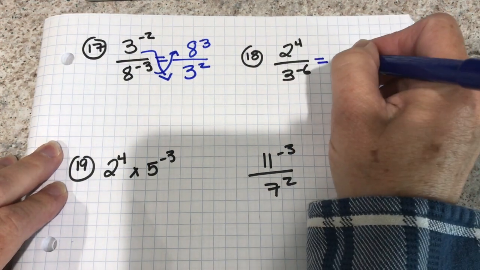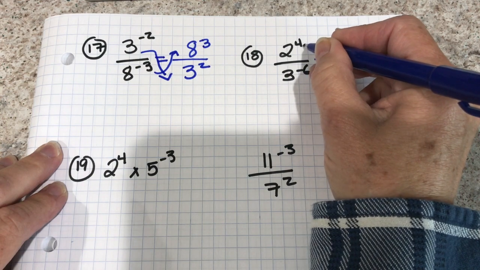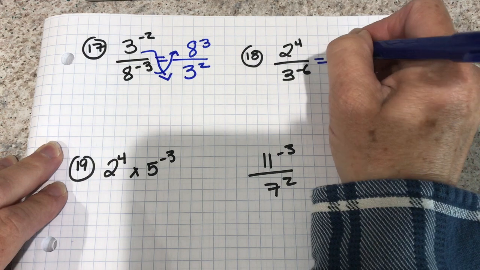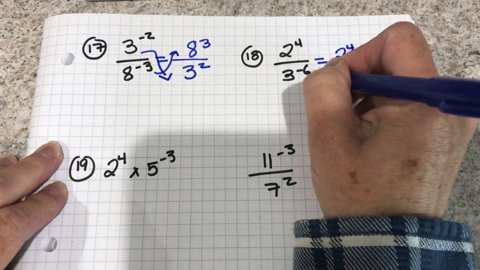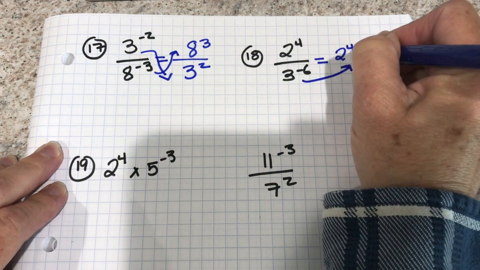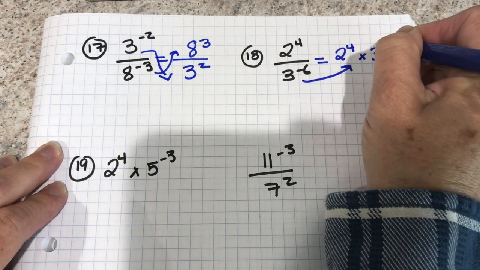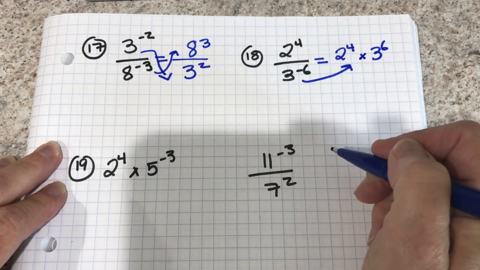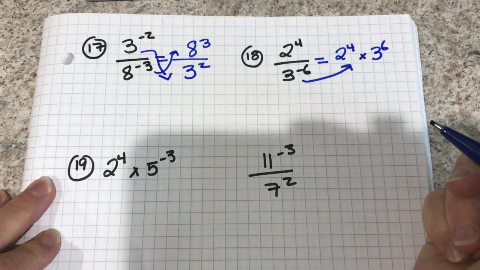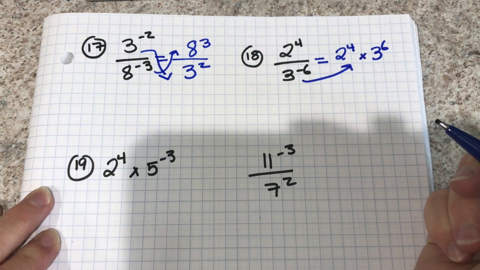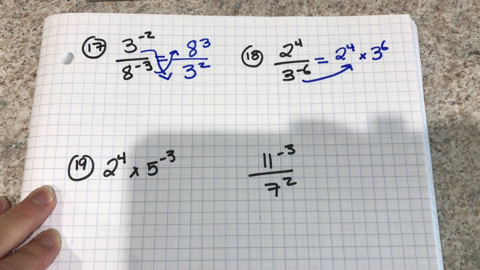All right, for number 18, you'll notice that the 2 to the 4th power is already positive, so we're going to leave it. We don't need to do anything to it. But we do need to bring the 3 to the negative 6 up. So now we have 3 to the positive 6th. And our final answer is 2 to the 4th times 3 to the 6th. Go ahead and do number 19 and then press pause.